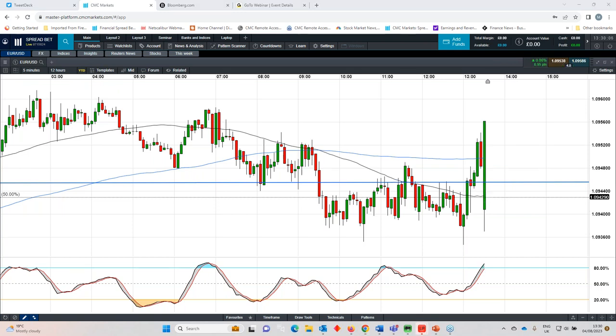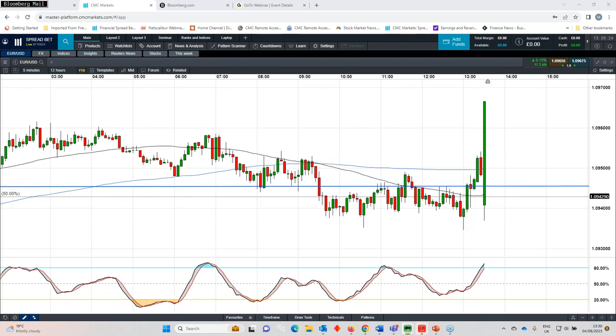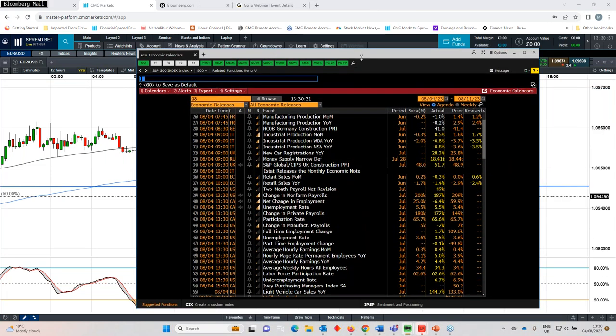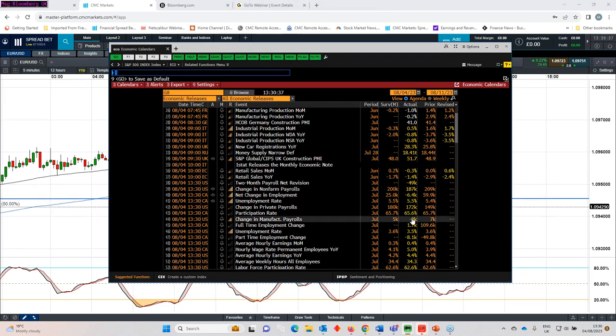So payrolls, 187, slightly less than expected, but broadly in line. Let's have another look at the other numbers. Canada's lost 6,500 jobs, and the unemployment rate, let's get that here. There we go. So these are the numbers. I'm just going to bring them over. 187,000 on the headline number, 172,000 change in private payrolls. Let's see if there are any adjustments to that number.